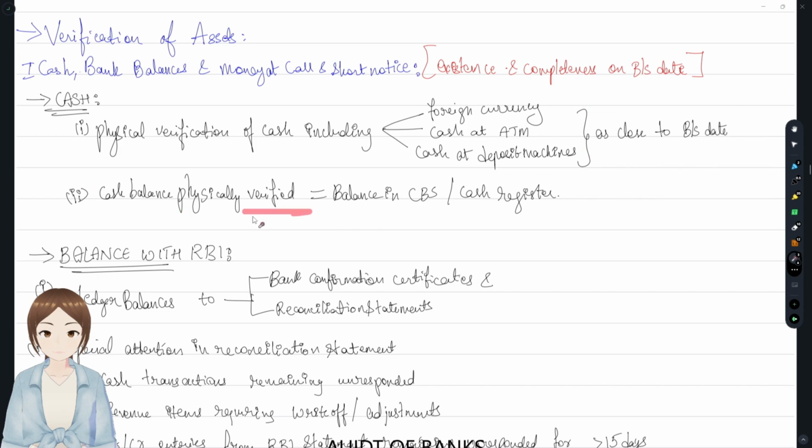Cash balance physically verified should be equal to and tallied with the balance in CBS or the cash register. CBS is the centralized banking system, core banking system. These are with regards to cash. We have to check these points with regards to verification of cash.